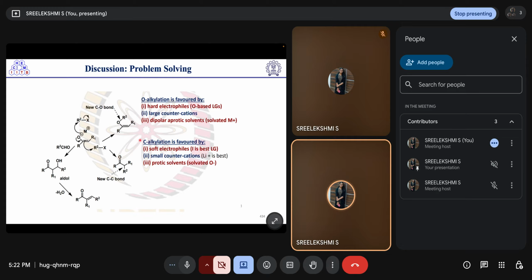So if we see this particular example, this is an enolate. So either this can get O alkylated to form this new carbon-oxygen bond, or it can undergo C alkylation to form this new carbon-carbon bond. Or another possibility other than O alkylation and C alkylation is that aldol can happen. That is, this can attack this particular aldehyde carbonyl carbon and form this aldol, that is beta hydroxy ketone. Then if we dehydrate this product, we will get this alpha beta unsaturated compound.